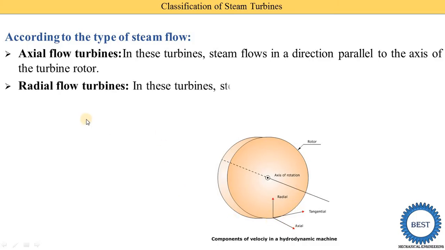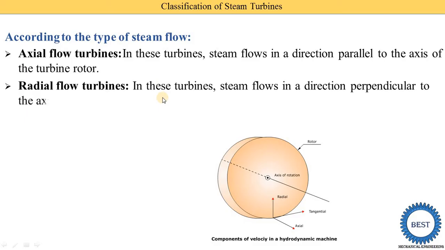Second one is the radial flow turbine. In this turbine, steam flows in a direction perpendicular to the axis of the turbine rotor. So this is the axis of the turbine rotor and this vertical line is perpendicular, meaning at 90 degrees to the axis of rotation. Here you see from this center, this part is called the radius. In this radius direction the steam enters, that's why it is called the radial flow turbine.